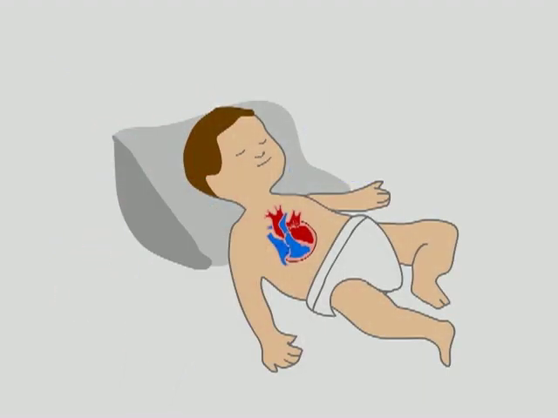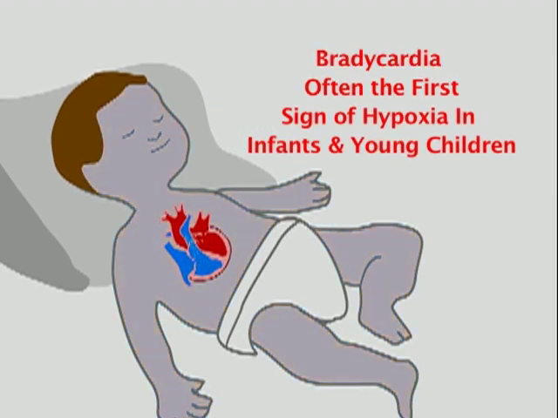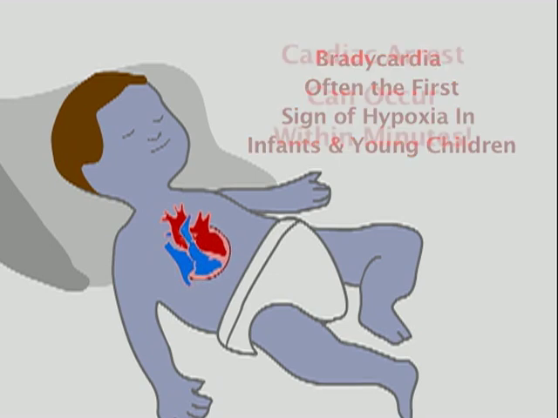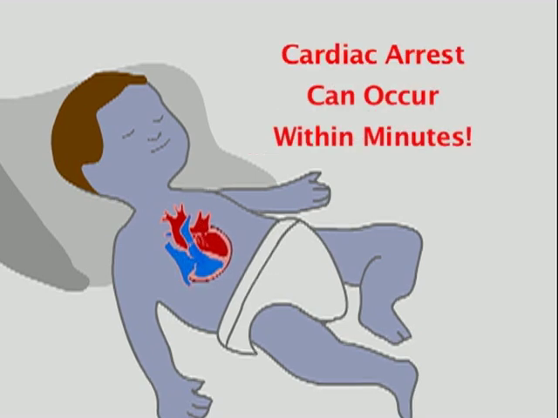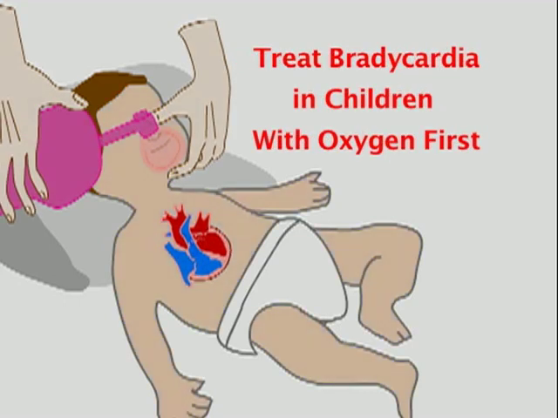In infants and young children, however, things are very different. In children, bradycardia may be the first sign of hypoxia, not the last, because their sympathetic nervous system is immature and easily overwhelmed. A slow heart rate delivers less oxygen. Cardiac arrest can occur within minutes. Always assume bradycardia in a child means hypoxia and treat the child with oxygen and improve ventilation until proven otherwise.